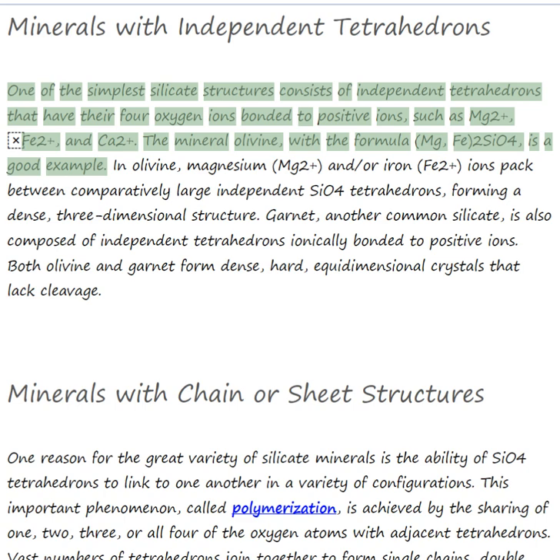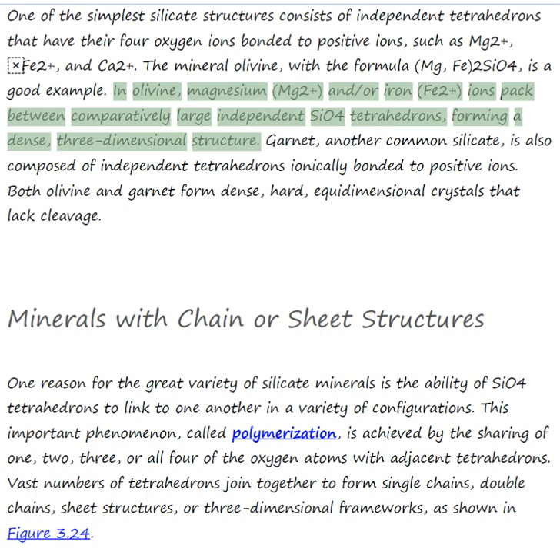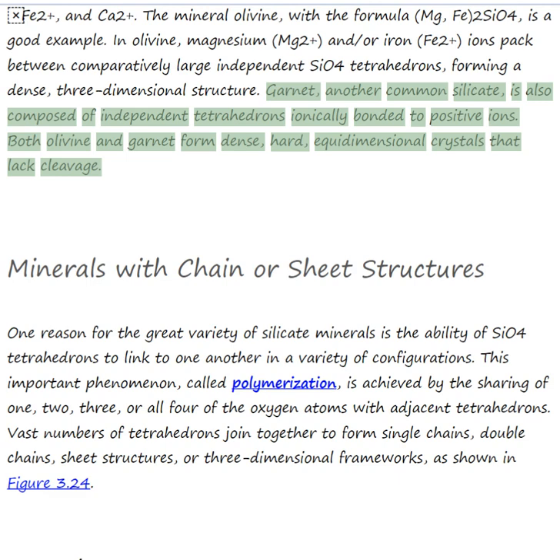The mineral olivine, with the formula (Mg,Fe)2SiO4, is a good example. In olivine, magnesium and/or iron ions pack between comparatively large independent SiO4 tetrahedrons, forming a dense, 3-dimensional structure. Garnet, another common silicate, is also composed of independent tetrahedrons ionically bonded to positive ions. Both olivine and garnet form dense, hard, equidimensional crystals that lack cleavage.